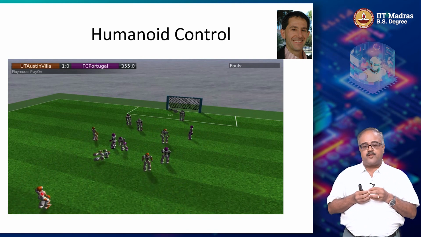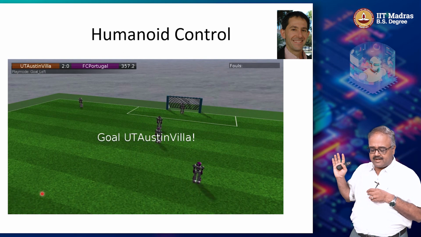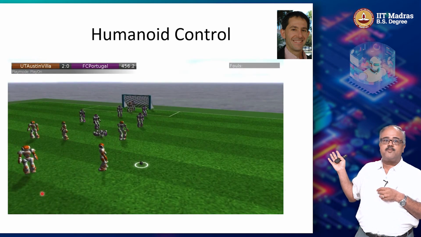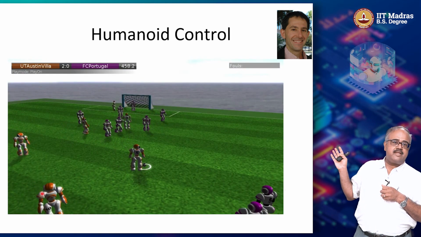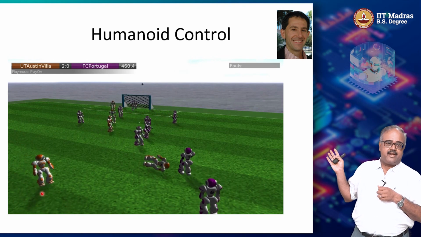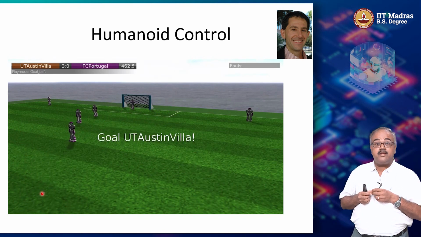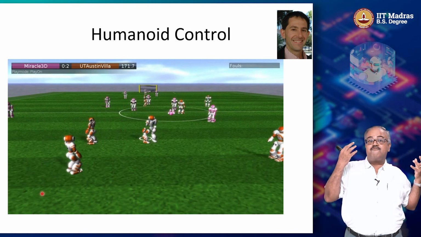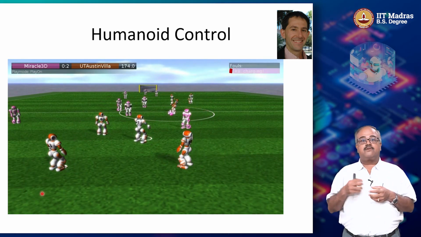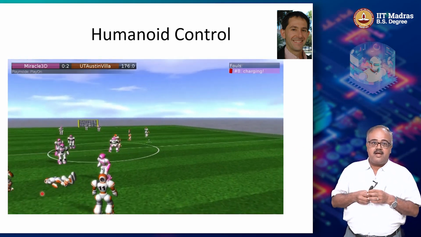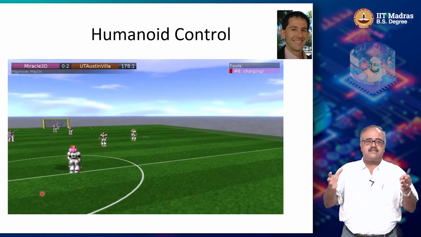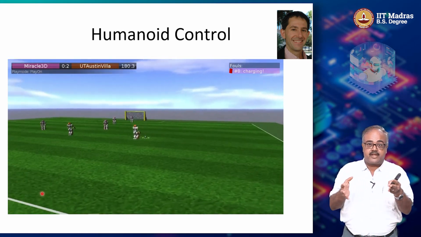But here is a simulated humanoid, and you can see that this particular humanoid, the red team, is very good at scoring goals. You give it the ball from wherever in the field, and it manages to kick it into the goal. So what happened? The whole system was not trained using reinforcement learning.